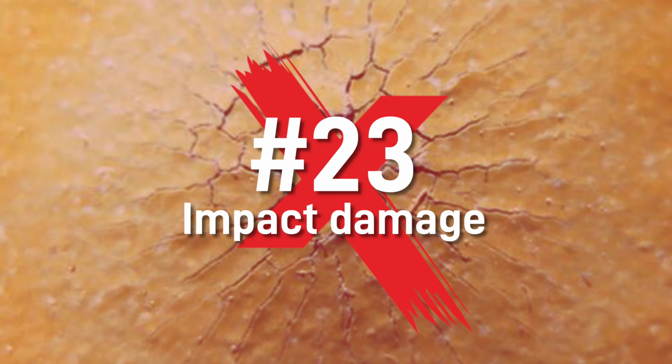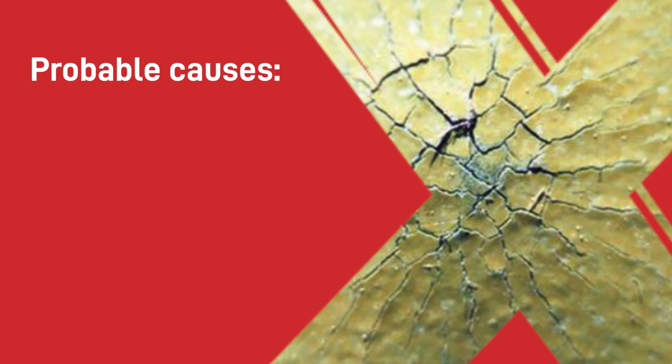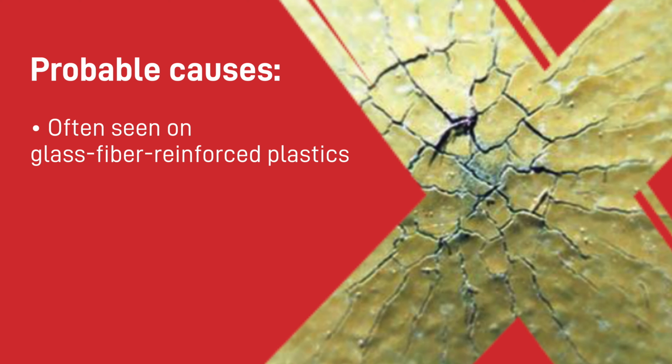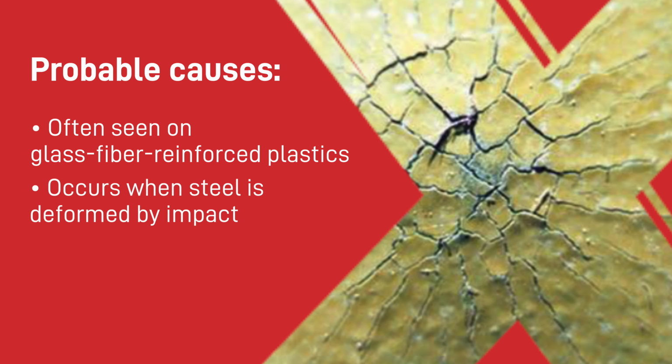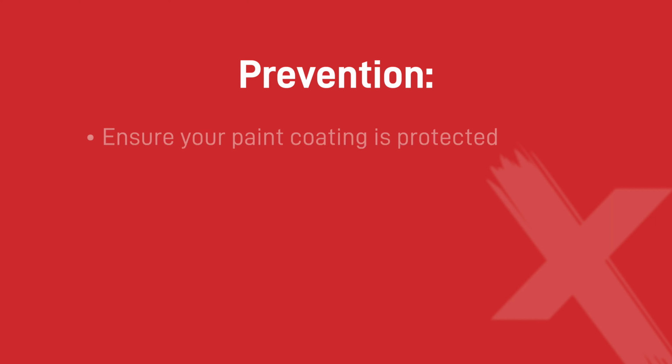This is damage caused by an object coming into contact with a paint surface, most likely to occur with relatively brittle coatings such as glass fibre reinforced plastics. It can also occur when steel or any other substrate is deformed by impact. Ensuring your paint coating remains protected is the only defence against impact damage.